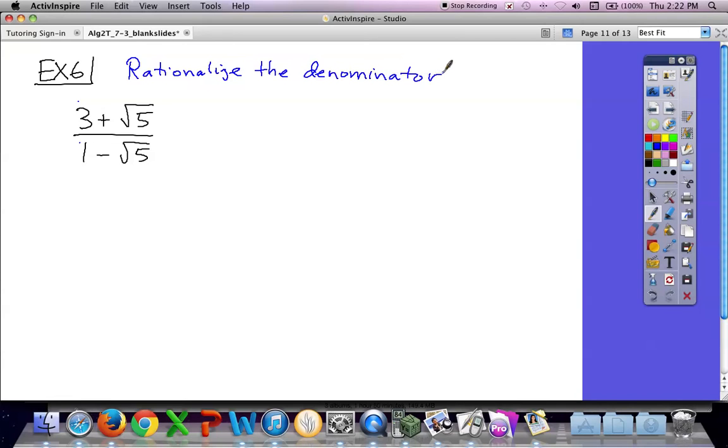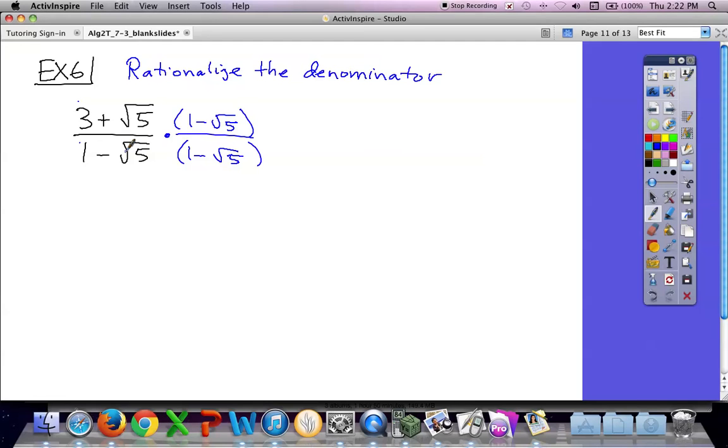Okay, but in this case, if I multiplied by 1 minus the square root of 5 divided by 1 minus the square root of 5, which is what we did last night, we just said whatever's the denominator, do it by itself, we wouldn't cancel all the radicals. I mean, we would get 1 minus the square root of 5 minus the square root of 5, that's minus 2 times the square root of 5, then plus 5. But we would still have radicals.